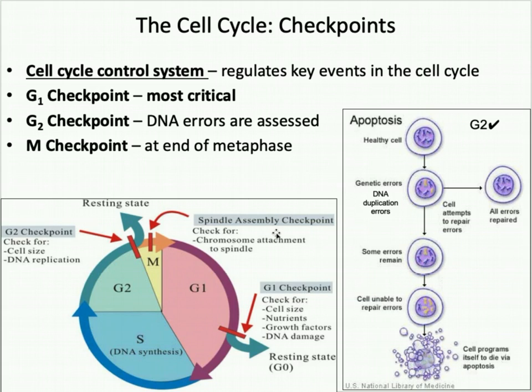So here, this last checkpoint is called the M checkpoint, and it's at the end of metaphase, which is what we've talked about before as well. So here, the cell will check to see if the microtubules, or the spindle fibers, are attached to the kinetochores on the chromosomes correctly and tightly. And then it'll also check to see if the chromosomes are aligned correctly on the metaphase plate. And if they are, then it'll go through anaphase, telophase, and cytokinesis.